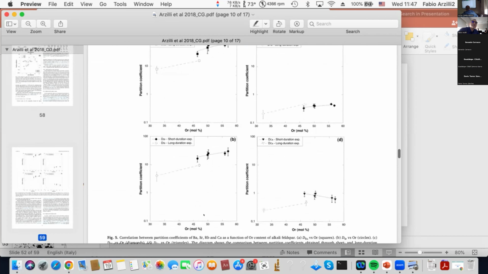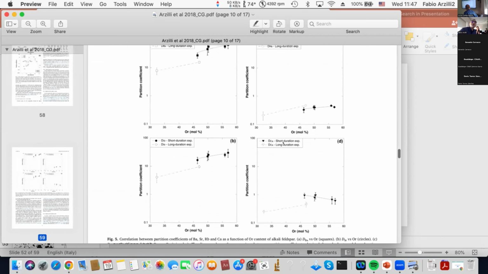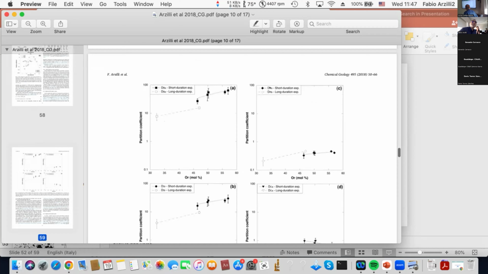So here you see the partition coefficient. This is the long duration, this is the short duration. The black ones are the short duration, and the others the long duration. You see the partition coefficient for this, this is strontium. This is for rubidium and barium. So rubidium is not affected too much.